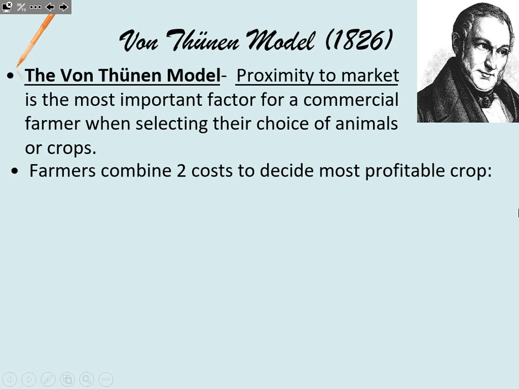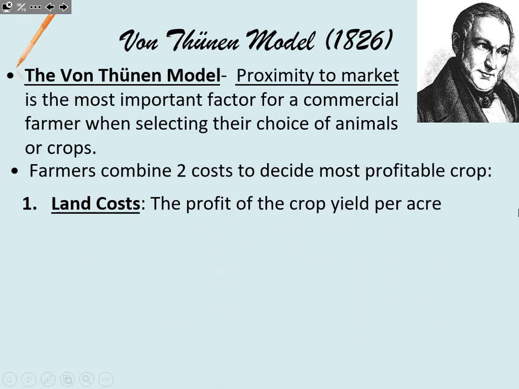Johann Heinrich von Thunen is a guy who owns some land in northern Germany. He writes this book called The Isolated State in 1826, where he proposes a model named after himself, by the way, where he says essentially a commercial farmer whose purpose is to sell selects. When they're looking at what sort of crops and what sort of animals they're going to use, they're going to select those animals and crops based upon a couple of things.